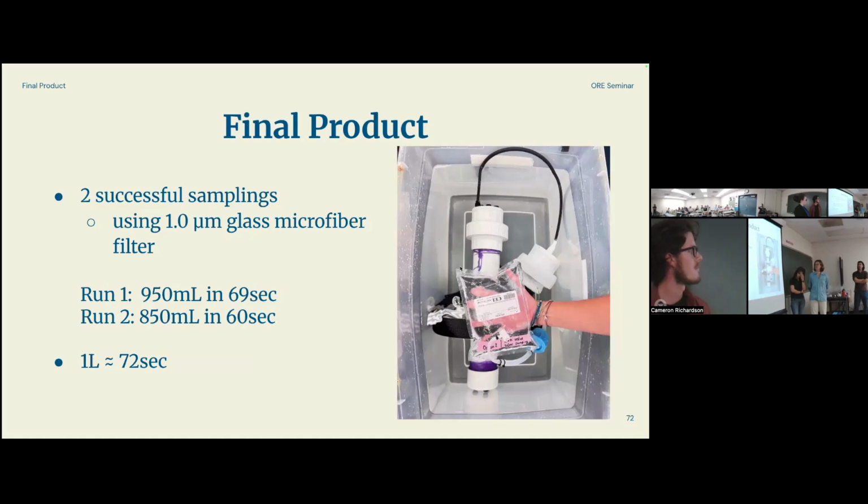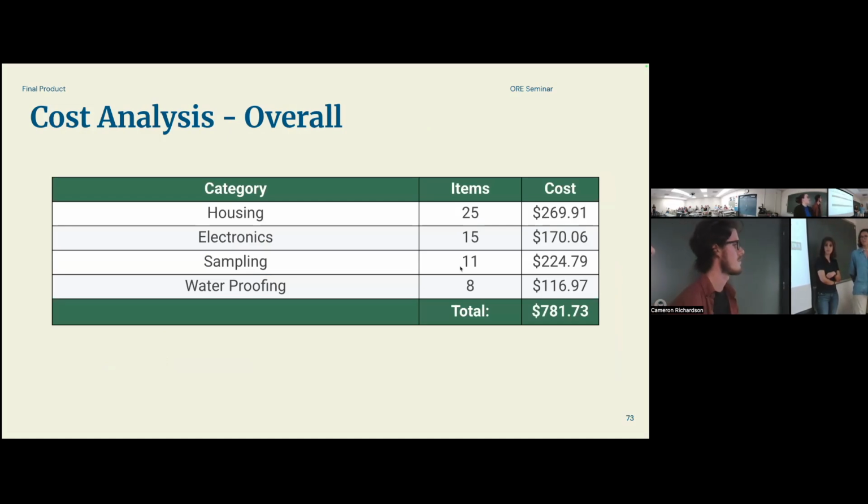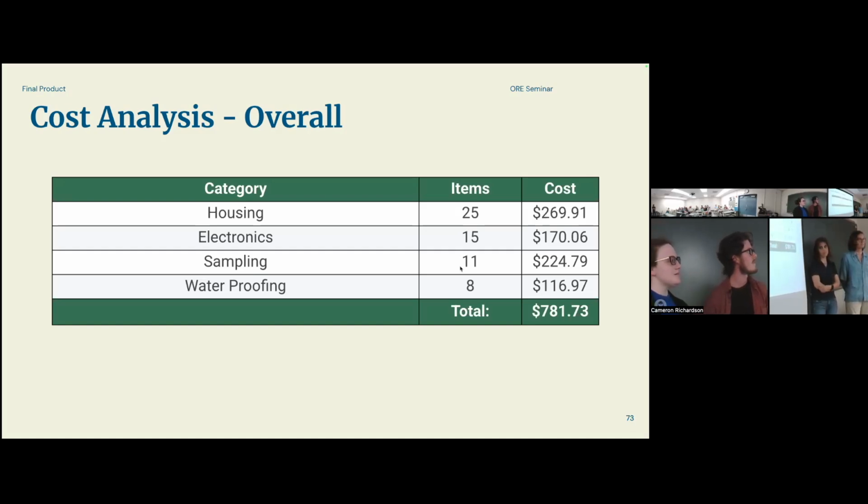And we ran some final tests to make sure that the waterproofing is in fact working, and we submerged the whole water sampler. We placed a 1 micrometer glass microfiber filter in the filter holder, and we ran it 2 times. The first time we ran it for 69 seconds and got a 950 milliliter sample. The second one was 850 milliliters for 60 seconds, which gives us 1 liter, so a whole sample in about 72 seconds. So our final cost was about $780, which, while a little bit more than what we would have liked, we were still very proud of the fact that we were able to accomplish this.